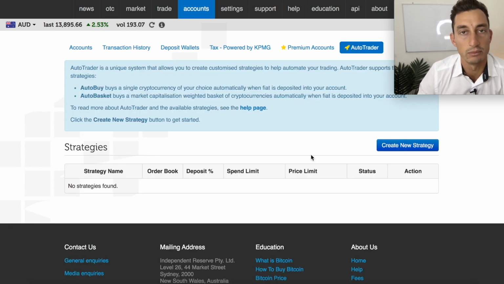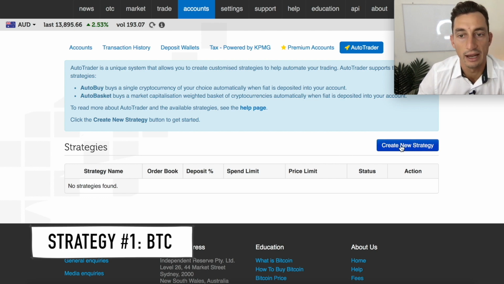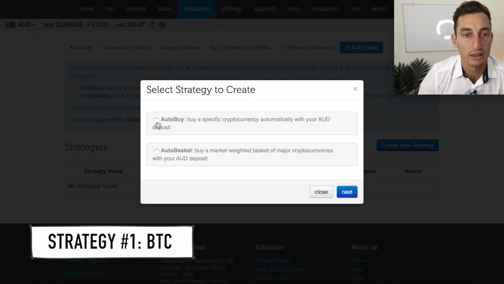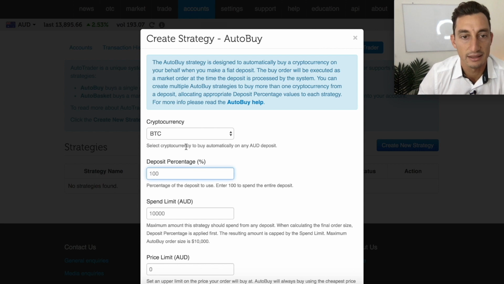Now, first I said we would do Bitcoin only, so for that we just hit Create New Strategy, Auto Buy, Next, Bitcoin. Deposit percentage is just 100, so the amount of money that we put into our account is going to go all to Bitcoin, so it's 100.